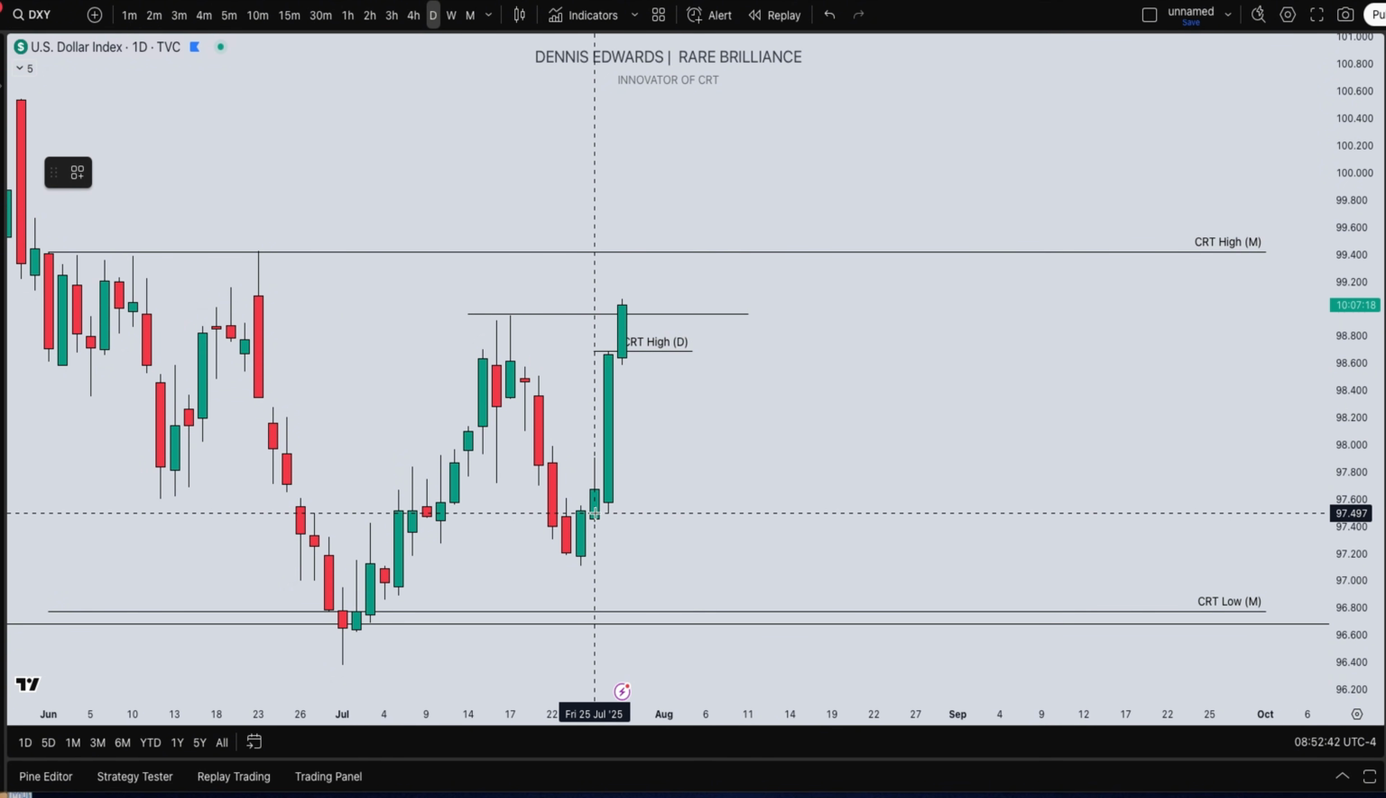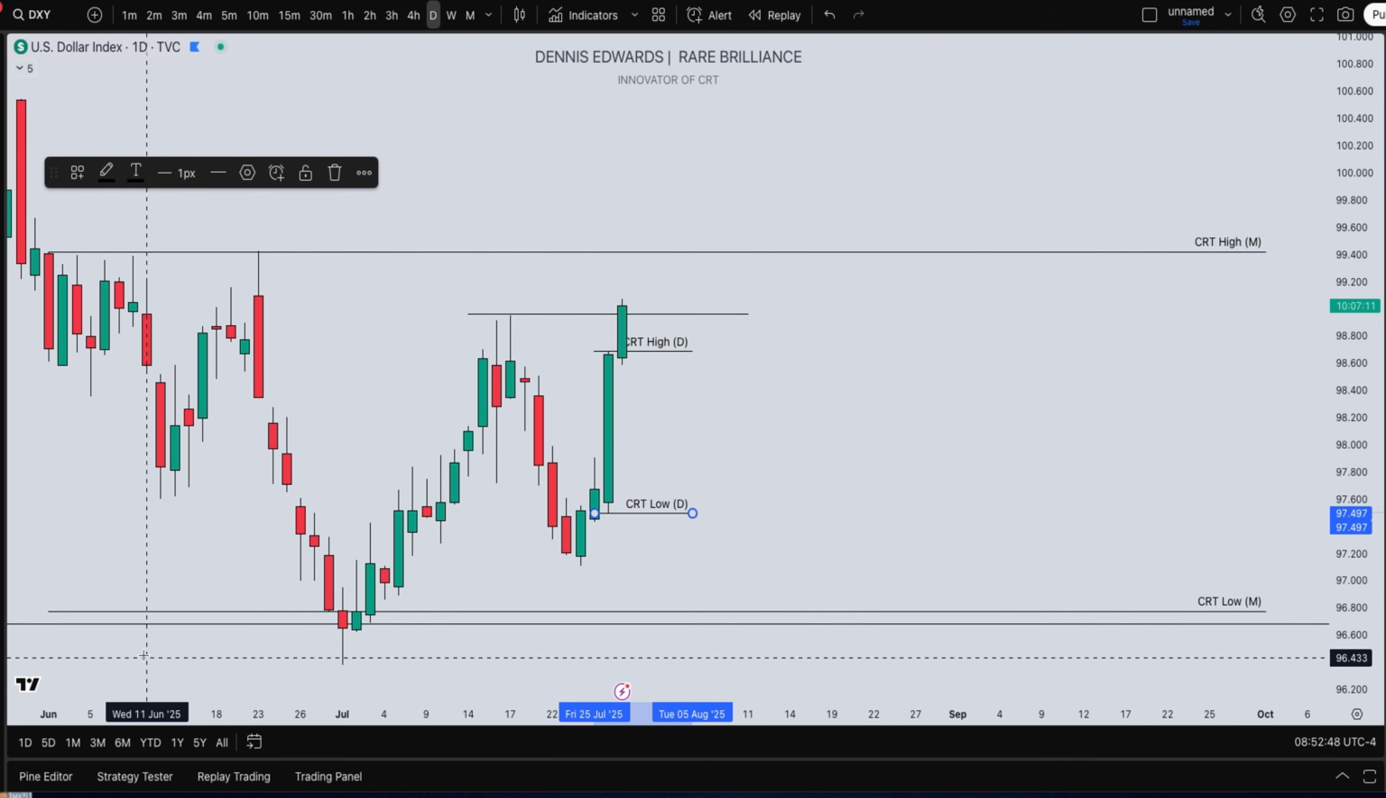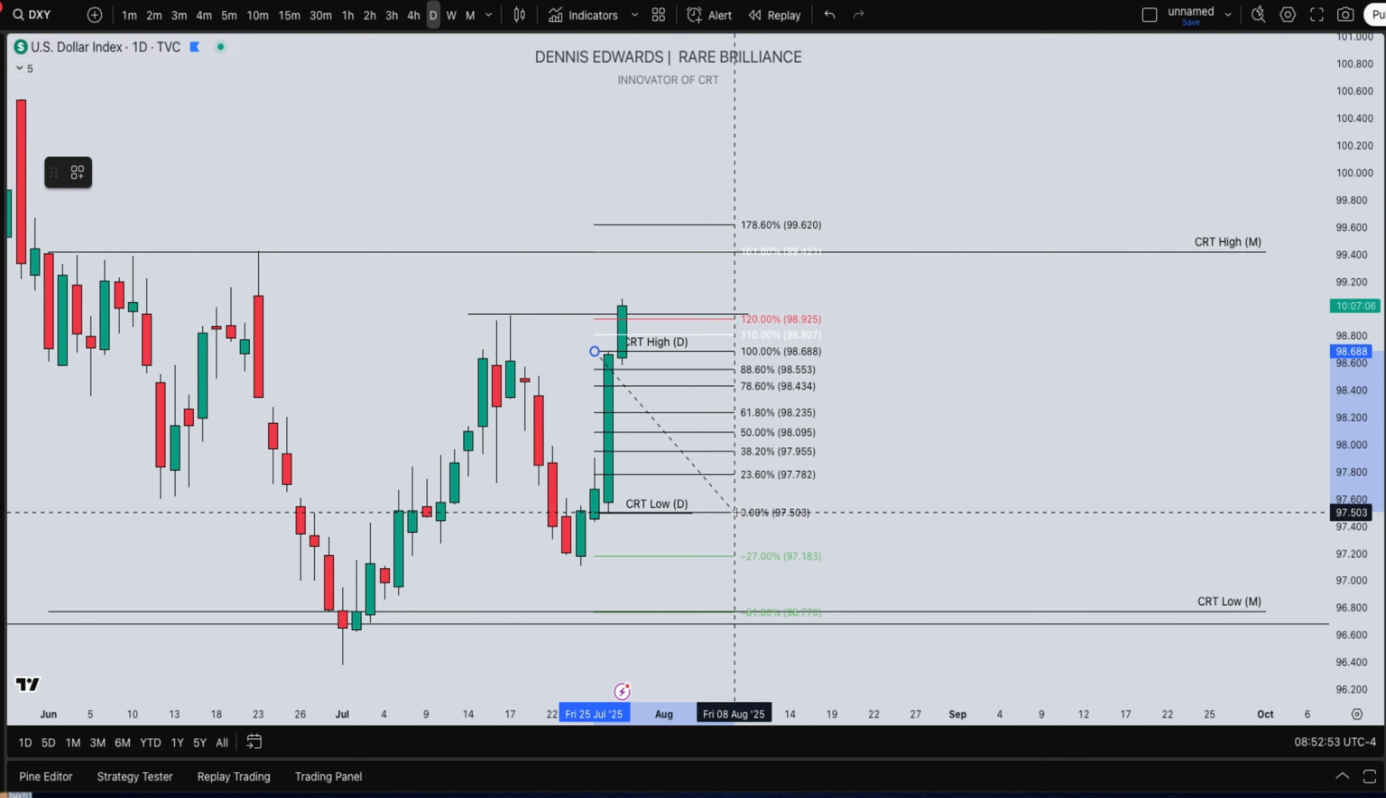Let me just draw out the full daily CRT candle from high to low, and even the 50%, just so everything is here and all detail will be captured.